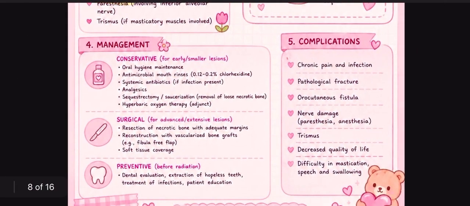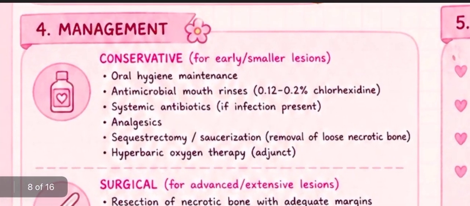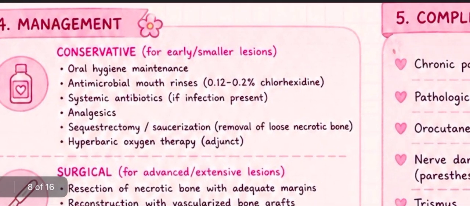Next comes the management. For the management, we can classify it into 3. So conservative management is for early or smaller lesions. Under this conservative management, we have oral hygiene maintenance, antimicrobial mouth rinses, which is chlorhexidine mouth rinses, 12%. So there is oral hygiene maintenance, antimicrobial mouthwash, then systemic antibiotics and analgesics, then sequestrectomy or saucerization. Then there will be hyperbaric oxygen therapy.